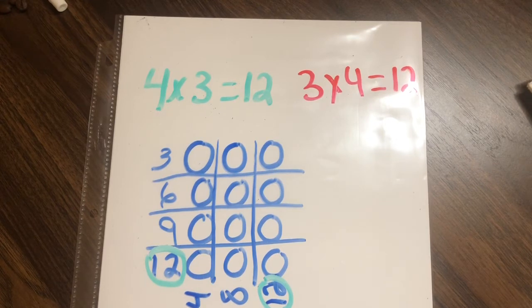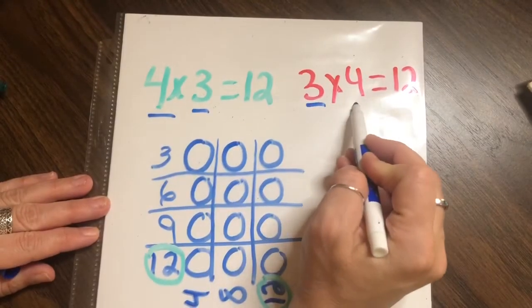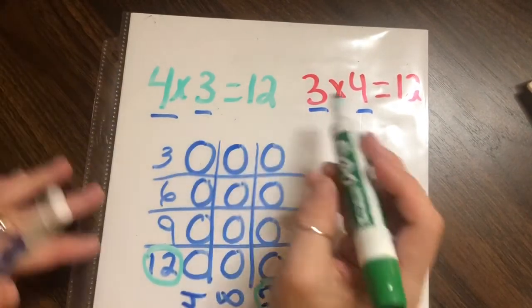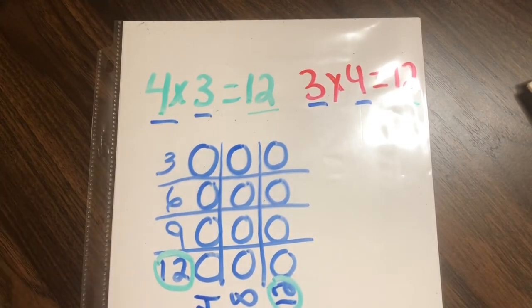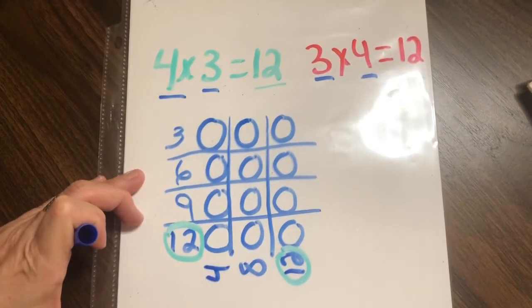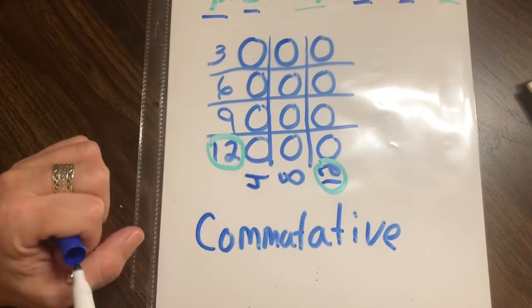What property have we been learning about this week that says it doesn't matter what order your factors are in, that you will get the same product? Remember, factors are the numbers we multiply together, and the product is the answer to a multiplication sentence. What is that property? It is the commutative property of multiplication.